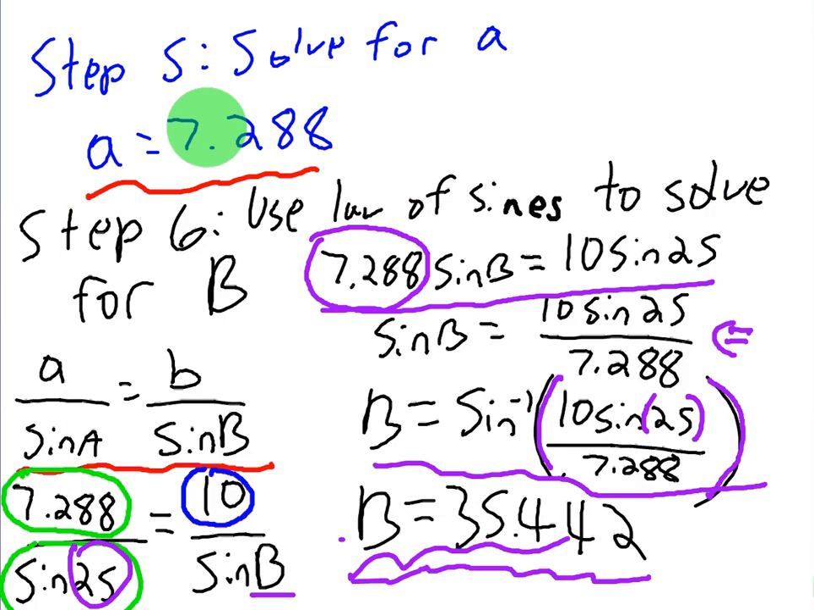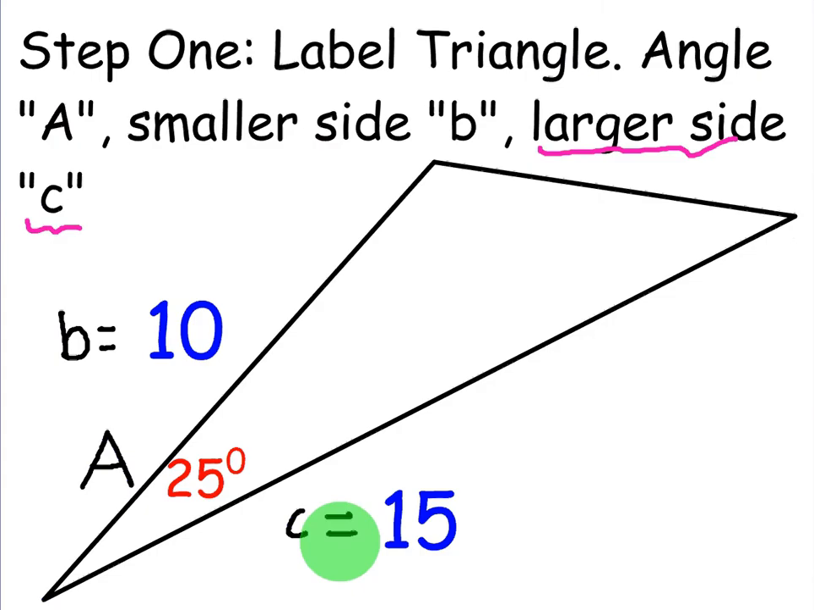Okay, now that's little a, right? That's this side right here. Now that we know little a, it's actually easier to use the law of sines to solve for big B and also for big C. Okay, so we know all three sides now. We have to solve for the other two angles.